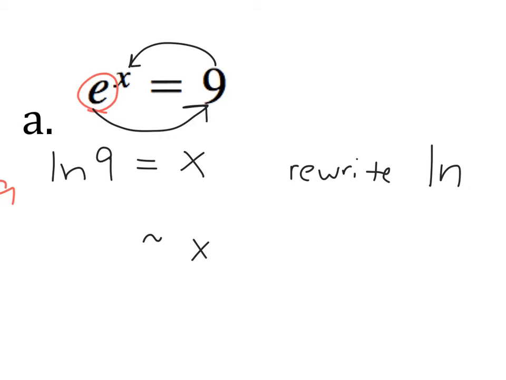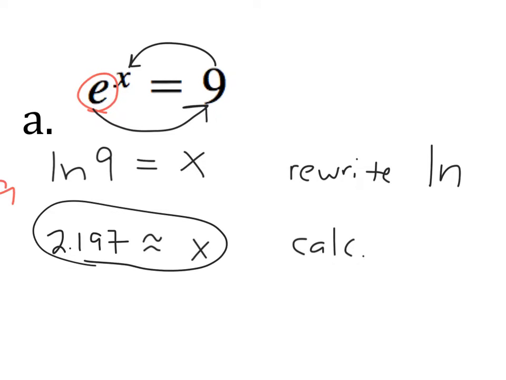The rest of it, this is just calculator. Punch that into your calculator. Natural log of 9 is 2.197. And there we go. Not overly complicated.